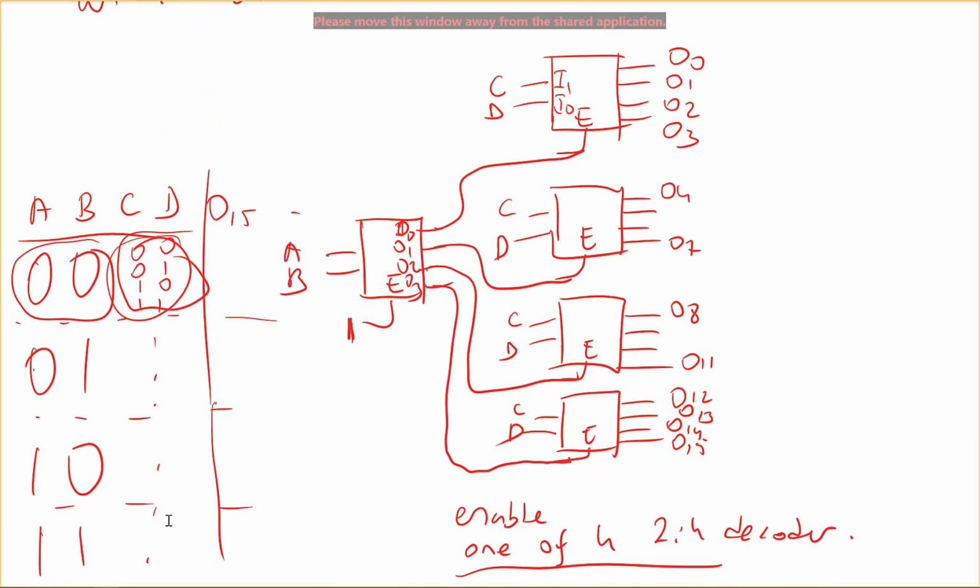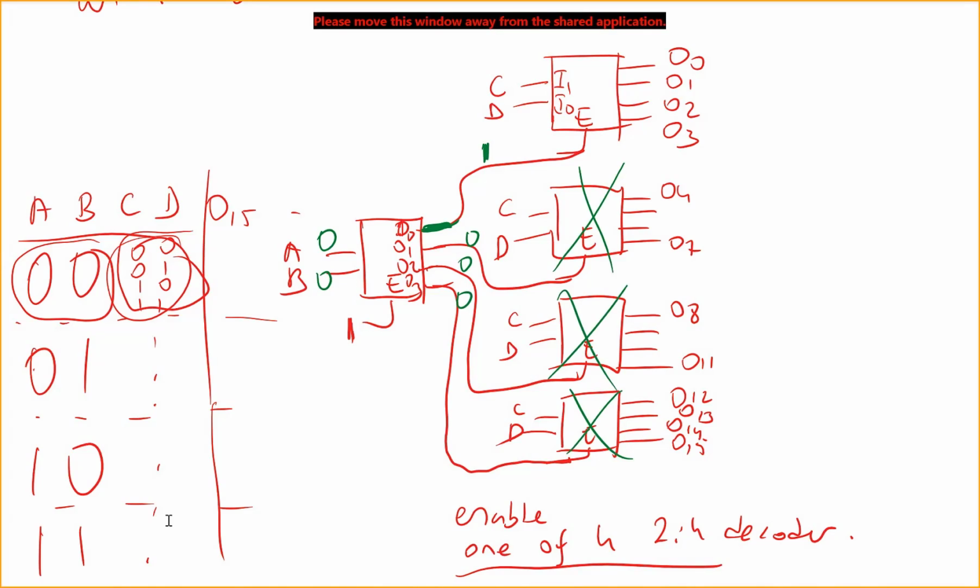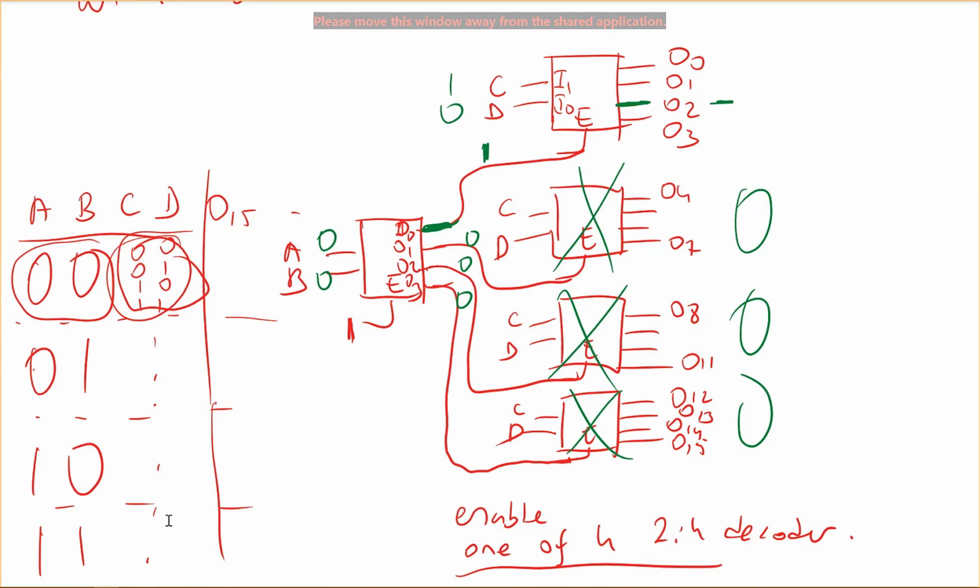Let's try. If A and B is 0, 0, then I am activating this, so this will be 1. This will be 0, 0, 0, so this will be disabled. All these will be disabled. I have all zeros here. And if C and D is, let's say, 1, 0, then I am activating this, so this will be 1, 0, 0, 0, right? So this will work. Let's try another case.